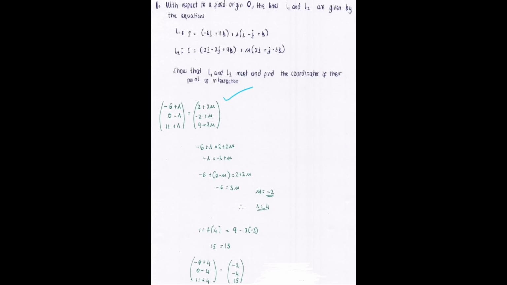Here you can see that we get values for lambda and mu. When we sub in our values into this line that we did not use, both sides balance. And we then sub in lambda to get the point of intersection, which is -2, -4, 15.